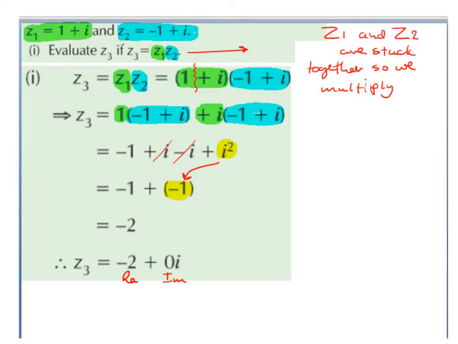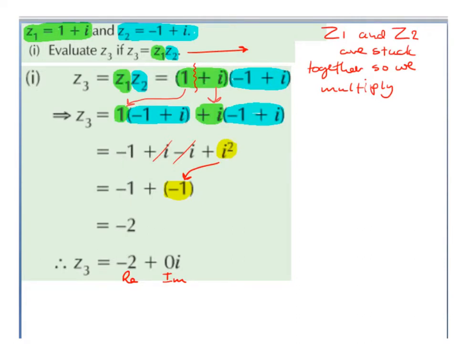So we have 2 eggs. We're going to crack open the first egg. We bring the 1 down here and stick on the second egg. Then we bring the plus i down here and again stick on the second egg. Now we multiply out the brackets. 1 multiplied by minus 1 is minus 1. And 1 multiplied by i is plus i, or you could say plus 1i, which is the same thing. i multiplied by minus 1 is minus i, or minus 1i. And i multiplied by i is i squared.